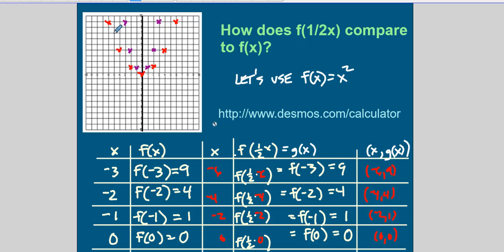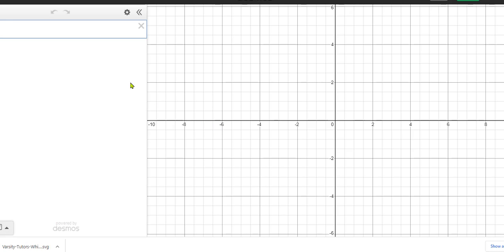I could connect the points. I'm not going to do that, but I will show this on Desmos again. Let's bring that up. We already got it somewhere here. There it is. Okay, so we've got f of x equals x squared.